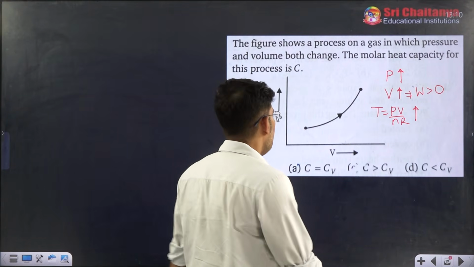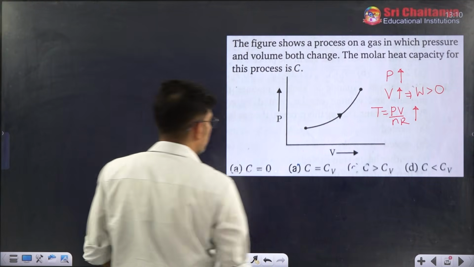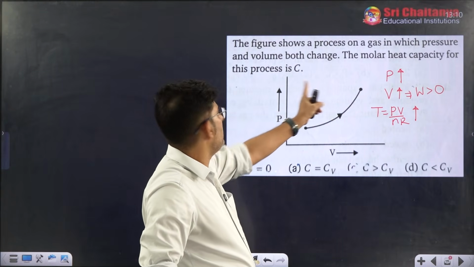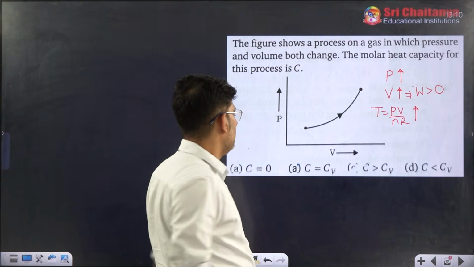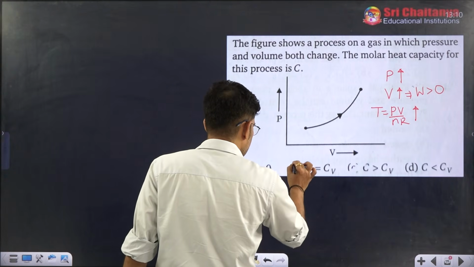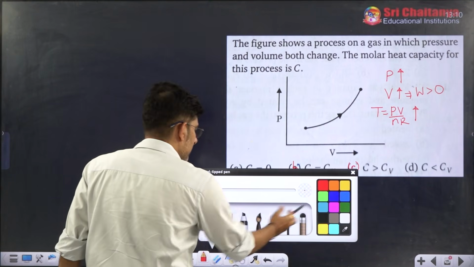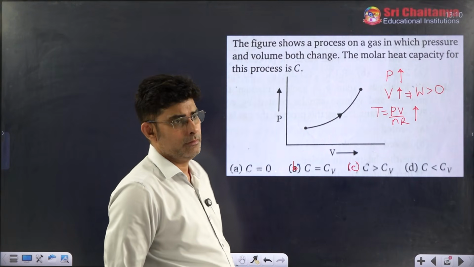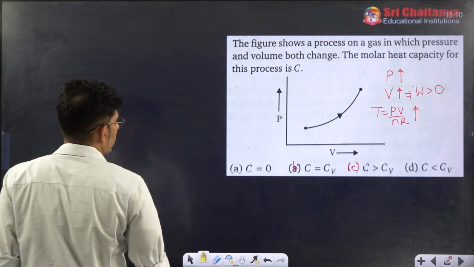Okay. Now what they are asking in the question, this is the information we had collected from the graph itself. Now they are saying the process we don't know. They are saying molar specific heat of this process is C. Then C has to be related with CV. In the first, second, third and fourth options, they have related C with CV, whether it is 0, greater than CV, equal to CV, less than CV and all. So how do we solve this question?